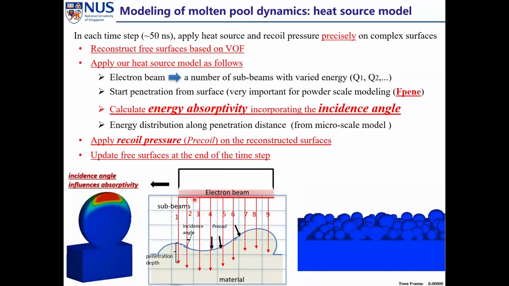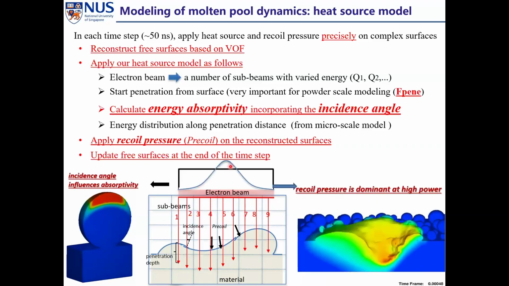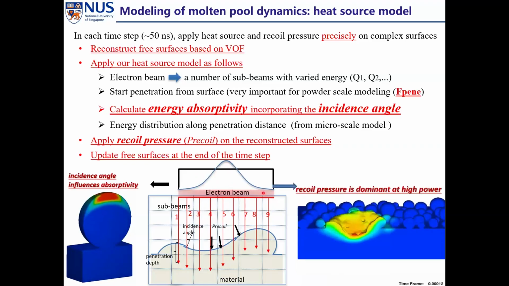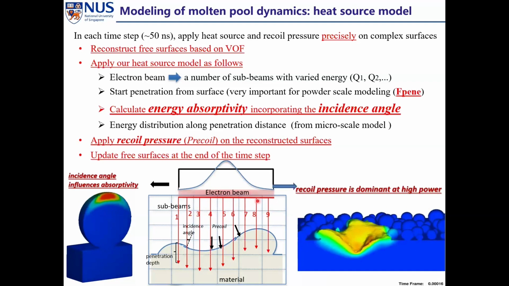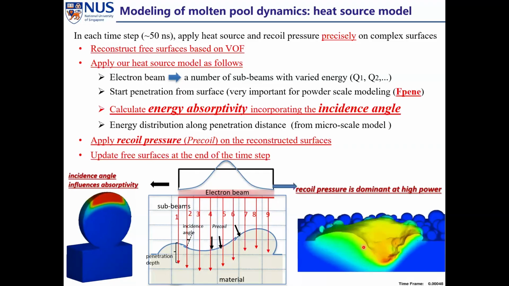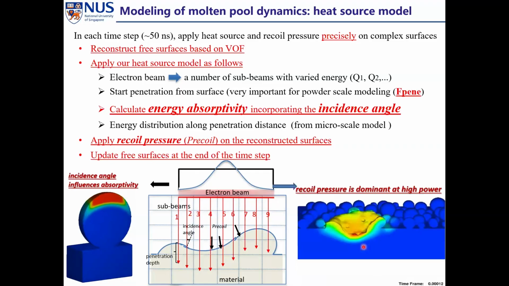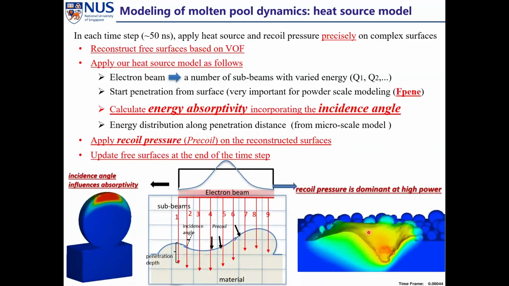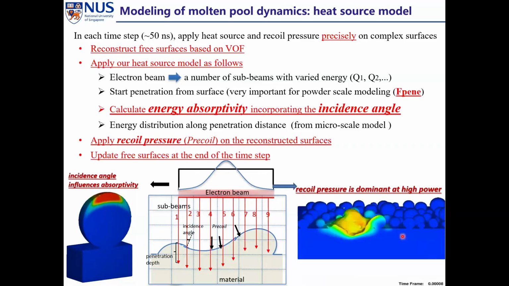So there's some verification case, the melting of spherical powder particle. And also for Gaussian distribution, this is an energy distribution in the cross section, and you can see the temperature can be even higher than the boiling temperature, so there will be very strong evaporation. The recoil pressure will dig a hole here.